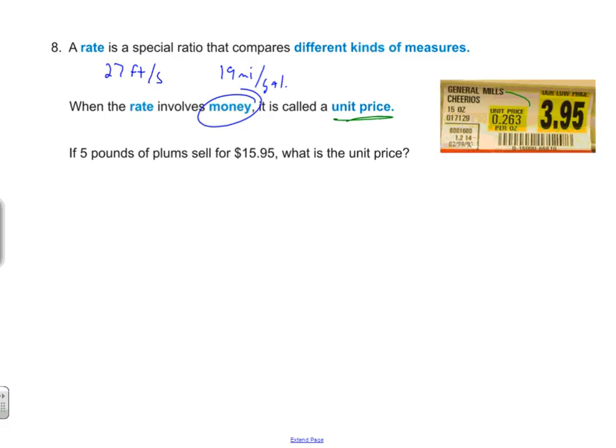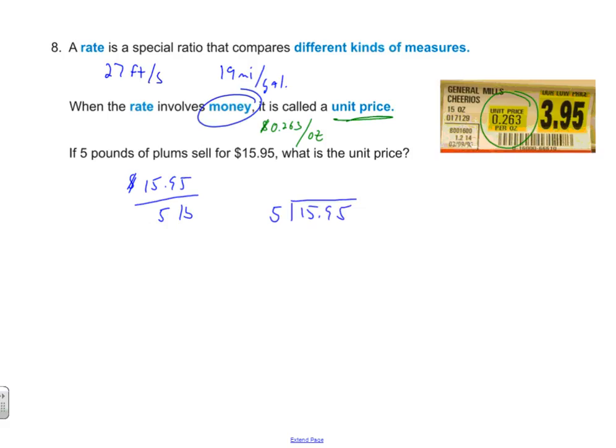So here's a grocery store unit price right there, right? And by the way, if we were to write this, we would include the dollar sign, right? So this is $0.263 per ounce, okay? A unit price. So what if they gave you a problem like this? They said 5 pounds of plums sell for $15.95. What's the unit price? Well, remember, the money is always on the top and the amount is on the bottom. Now, how do I figure out the unit price? I have to divide the bottom into the top.